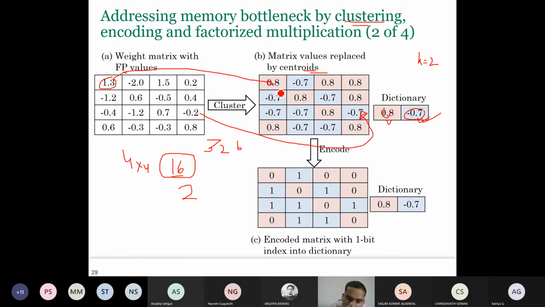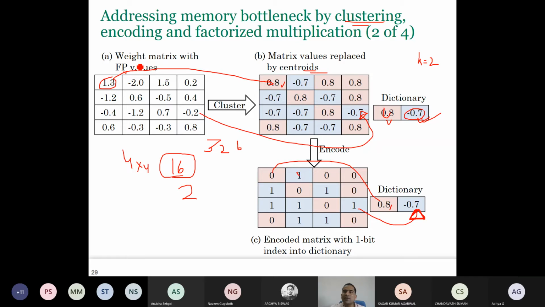Okay, and now even for those 2 values, instead of storing the exact value, we can just store the index, or you can call it encoding. So here we are encoding 0 to represent 0.8 and 1 to represent -0.7. Encoding means instead of one symbol, we write another symbol, which is expected to be shorter. So instead of 0.8, we wrote 0, and instead of -0.7, we wrote 1.